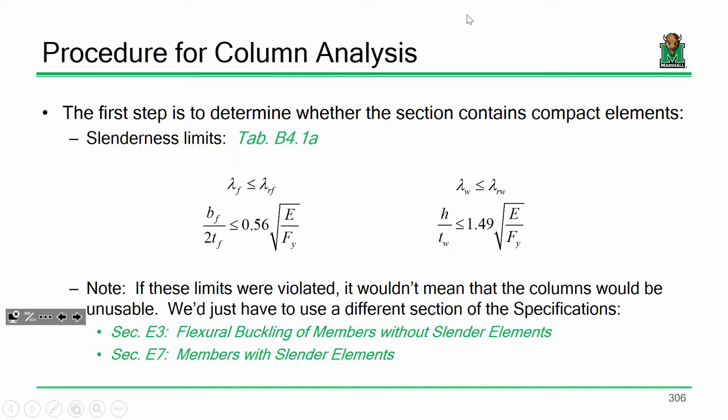If our slenderness, like the one we look up in the manual, is smaller than that, what that means is that instead of our flange being really, really flimsy, we've got a really, really stocky flange, and that local buckling effect isn't going to govern our capacity. So we're going to find that this limit is going to be met for just about every column that we do in this class, but I still want us to check it.